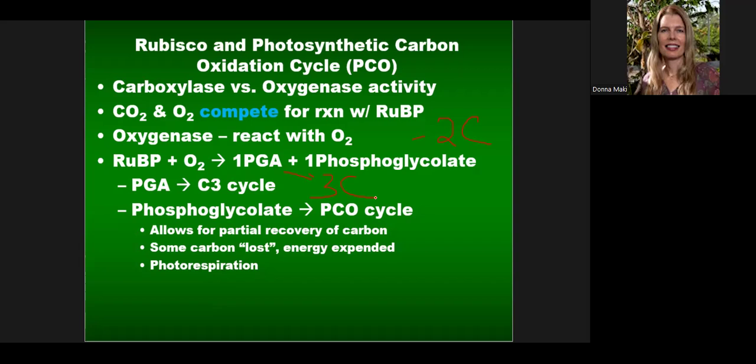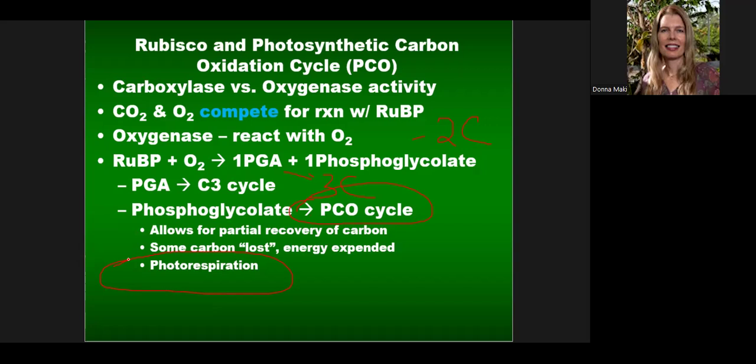So this phosphoglycolate is a pain. Once that gets made, the Calvin cycle's like, I don't know what to do with that. I don't have the enzymes necessary to work with it. And so the phosphoglycolate gets dumped into a different cycle. That's called the PCO cycle. Another name for it is photorespiration. So some people call the PCO cycle photorespiration.